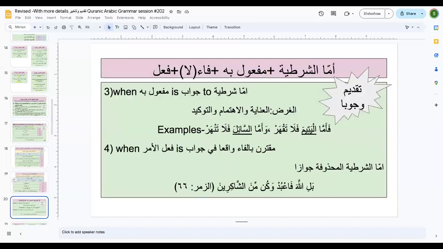The last case, I think the last two cases, we have gone over when we were learning our jumla fi'liyya. We have covered this at that time too. When your maf'ul bihi is the jawab to amma shartiya, so just think about it like that. When your maf'ul bihi comes after amma shartiya, then it is wajib for maf'ul bihi to be muqaddam to the fail.